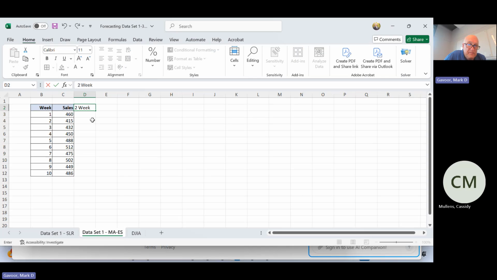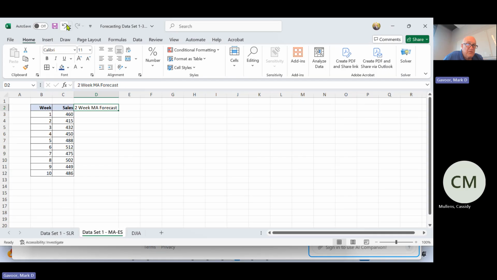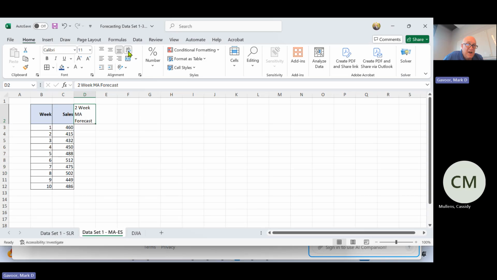2 week moving average forecast. Uh-oh, my title exceeds the length of the thing. Well, if I double click, I have a very wide column, or I could undo that. And what I'd rather do myself is go up here where it has wrap text and wrap the text. And I don't know if maybe I'll move it back a little bit. There we go. 2 month moving average.